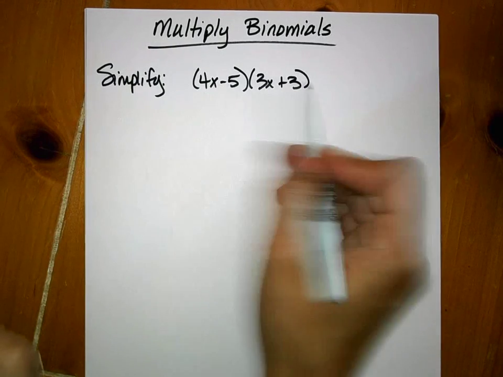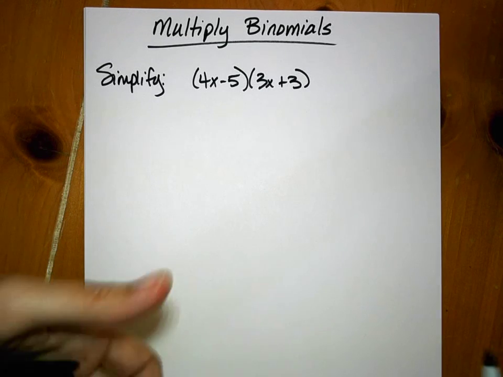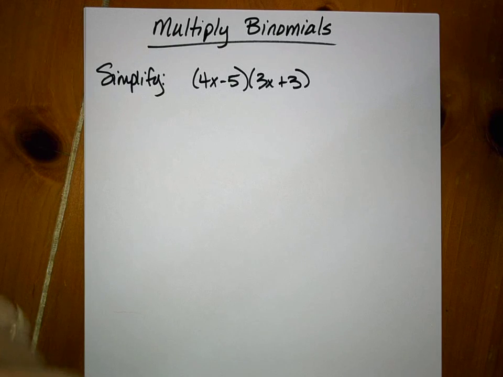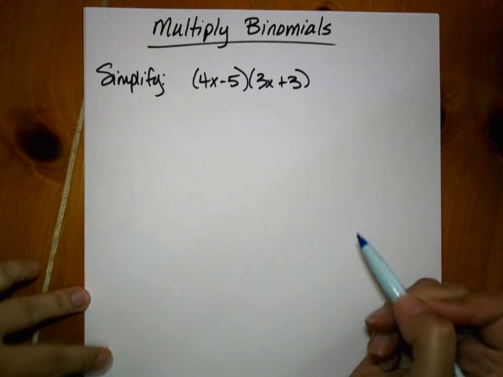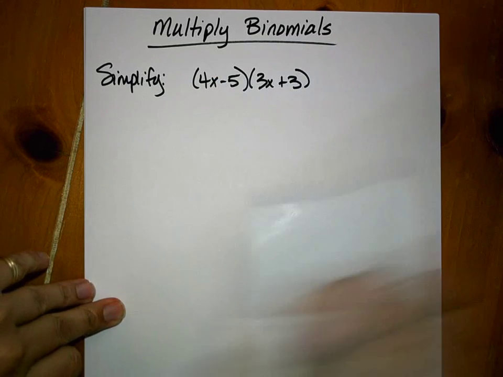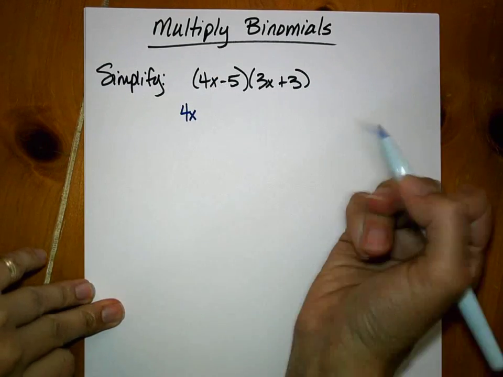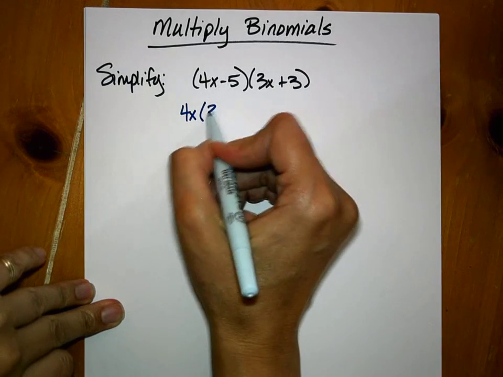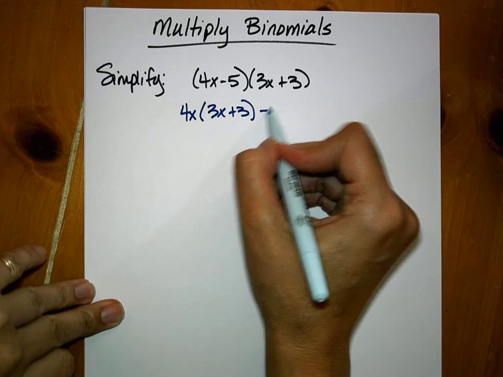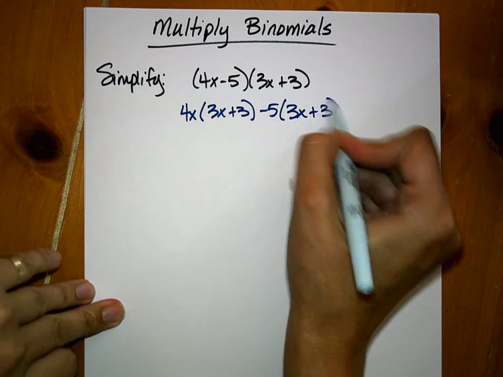To multiply binomials together, you have to make sure that every single term gets multiplied by every single term. So we're going to use the distributive property here, and we're just going to break the first binomial in half and distribute it to the second binomial. And you'll see that there are 4 terms, they will all get multiplied together. So I'm going to take this 4x, and then I'm going to multiply it by 3x plus 3. And now take this negative 5, don't drop your symbols, and multiply it by 3x plus 3.